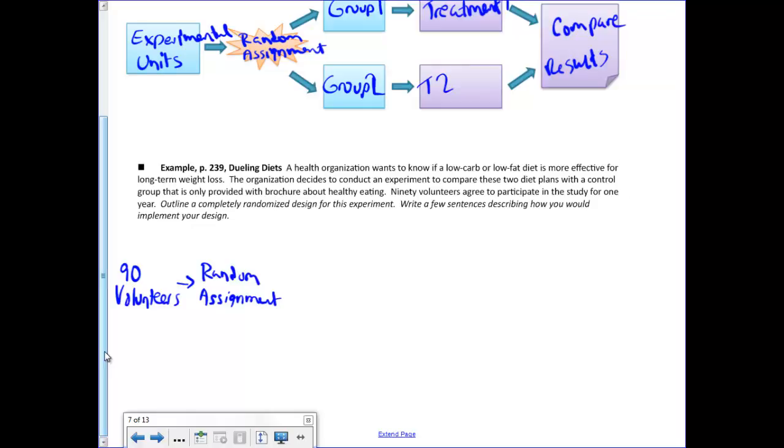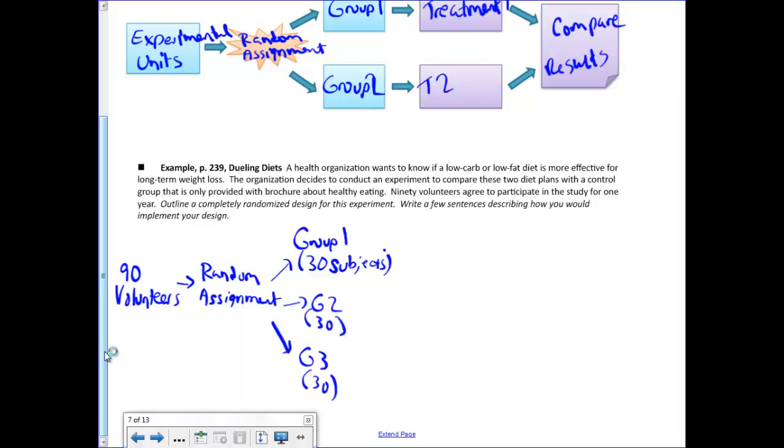To how many groups? What are we trying to get at? We want to know the varying diet plans. We want to know if a low carb or low fat diet is more effective, and what do we got to compare that to? Ideally, a control group, yes, we can compare the results. So I want to divide it into 3 groups. So you have group 1 is going to have 30, we're going to call them subjects because it's people that we're talking about. Group 2 has 30, and group 3 has 30.